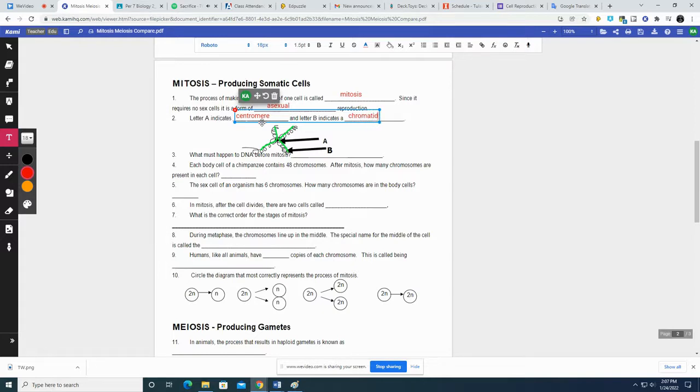Chromatid with a D. Whoa, look at this one. This line's kind of crowded.